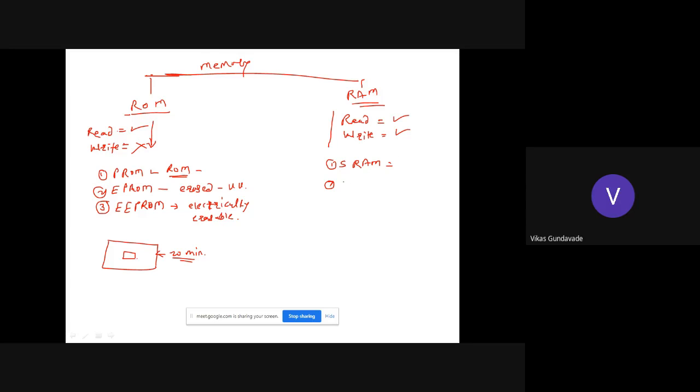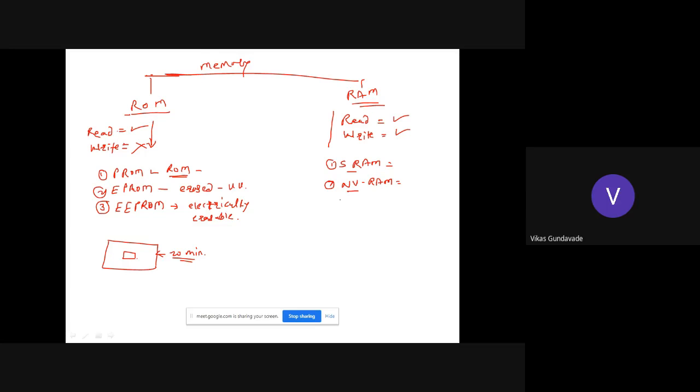The second is NVRAM, called non-volatile RAM. It is just like a static RAM, but the difference is that NVRAM has a control circuitry, and using that control circuitry and the transistorized configuration of this RAM, it becomes NVRAM. Here also we can read the data as well as write the data.